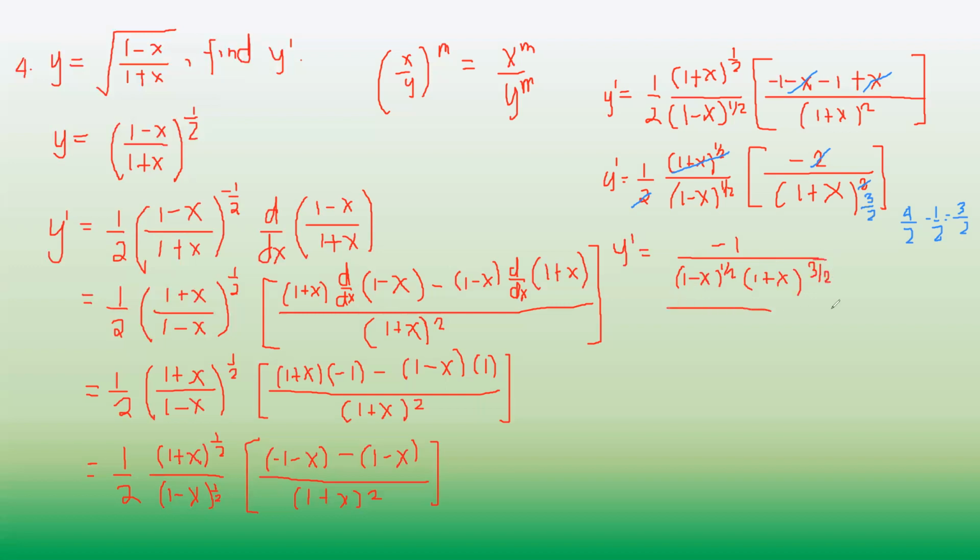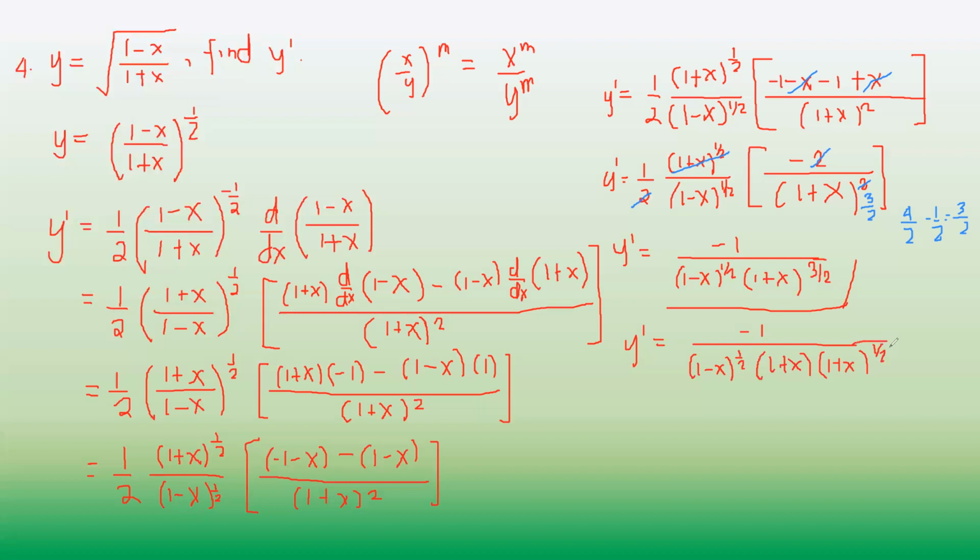Ito ngayon yung ating magiging sagot. Negative 1 over 1 minus x quantity raised to 1 half times 1 plus x raised to 3 halves. Or sa ibang, wari, kung ang board exam tayo at mayroong choices, pwede mo rin itong i-rewrite in other form. Sagot natin dyan. Pwede rin yung y prime is equal to negative 1 over 1 minus x raised to 1 half times 1 plus x saka 1 plus x raised to 1 half.